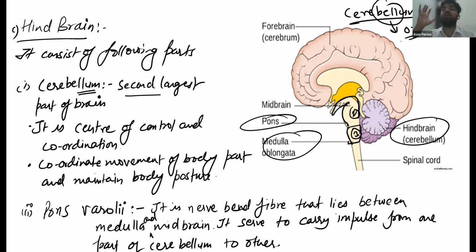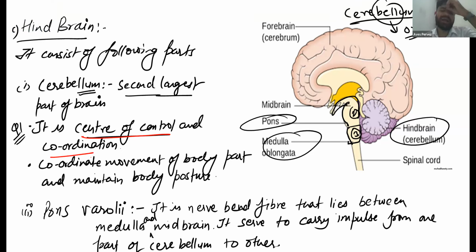If you are lifting your hand, if I'm writing with this pen, I'm moving my hand. So this is all controlled by cerebellum. Cerebellum controls the voluntary actions, meaning the actions that are in our control, that we can control. Cerebellum is the second largest part of the brain, and one marks questions come from this portion, which is important. It is the center of control and body motion.